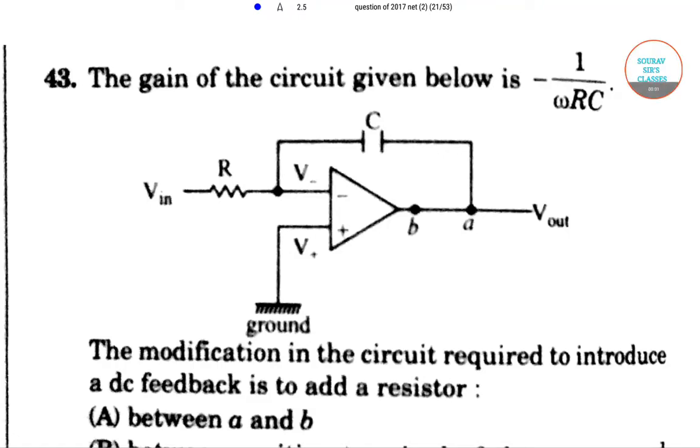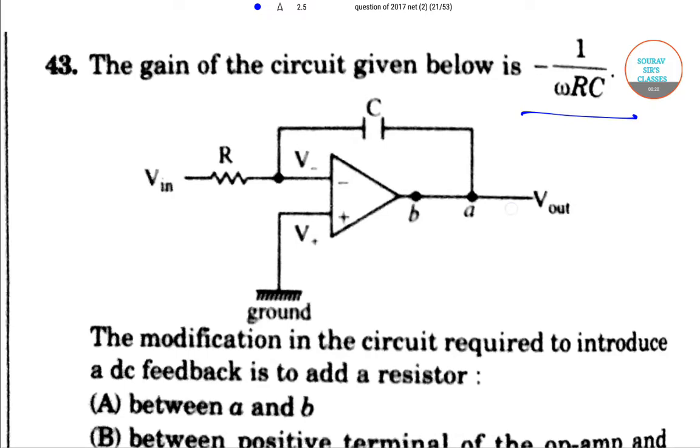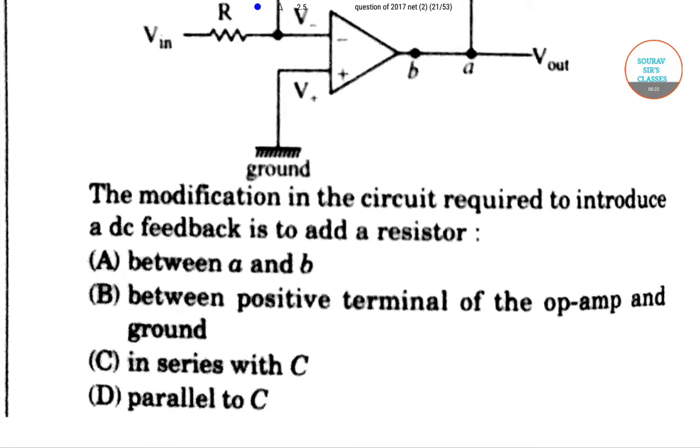Today we discuss the CSIR NET question paper of June 2017. This is the physics question paper. Here the gain of the circuit given below is minus 1 divided by omega RC. The modification in the circuit required to introduce a DC feedback is to add a resistor.